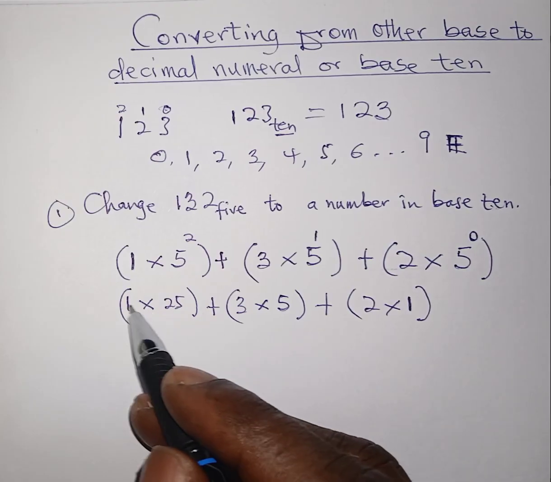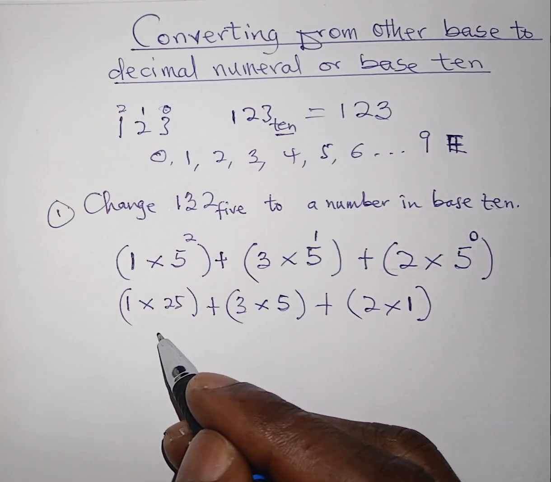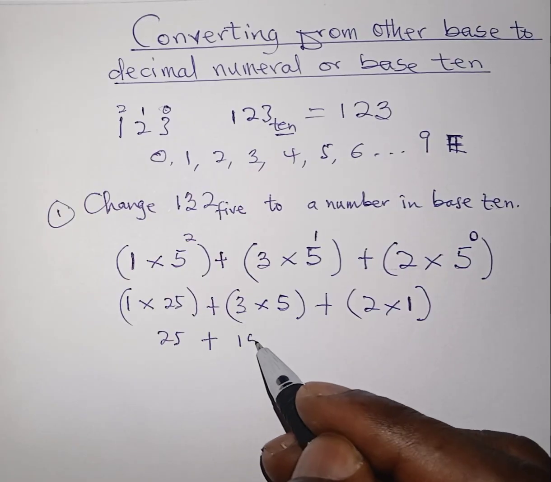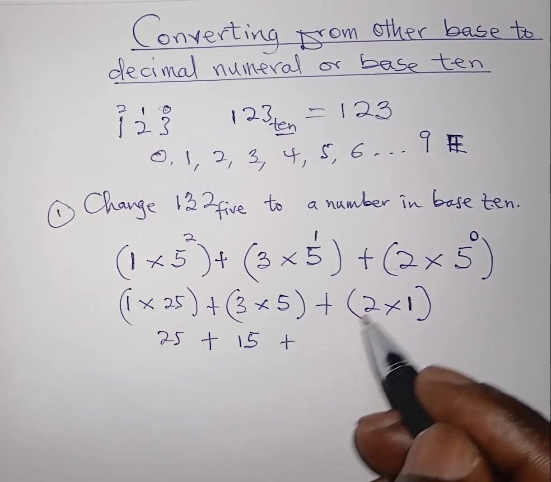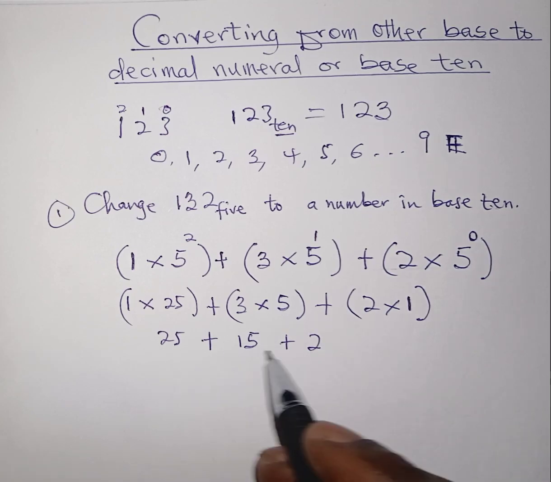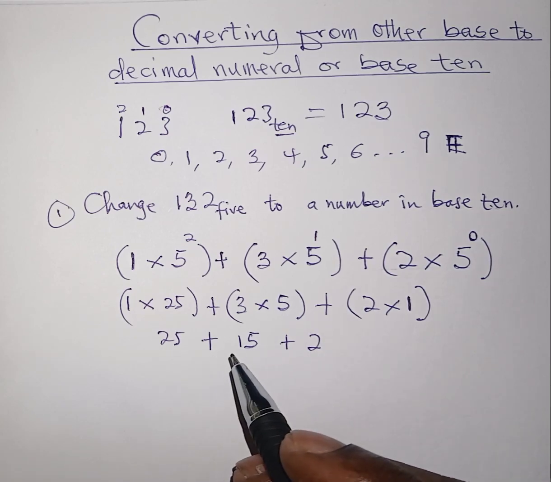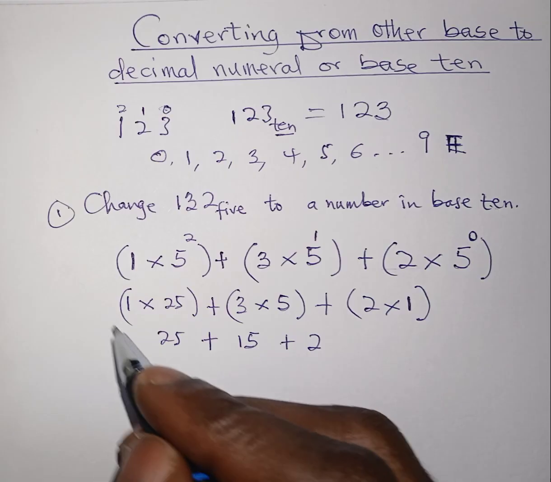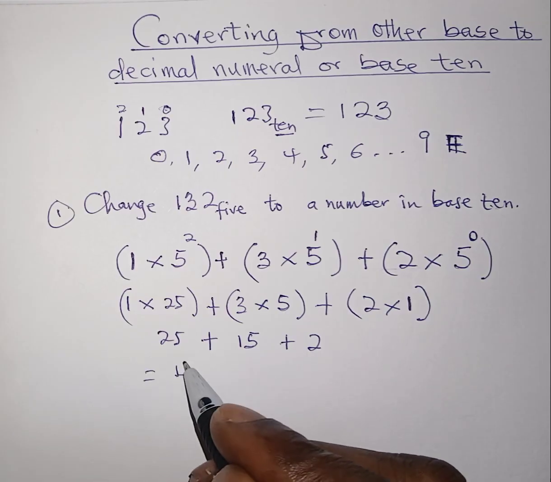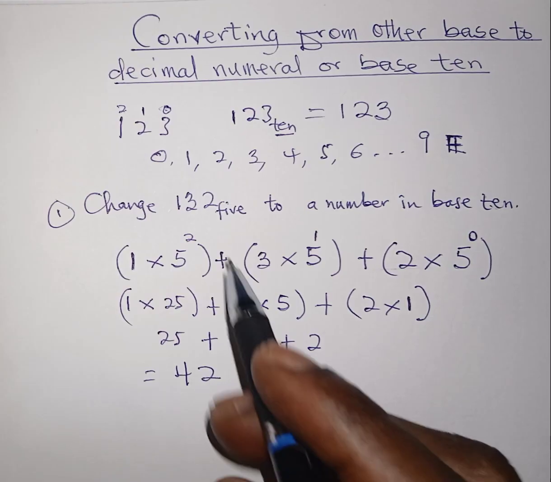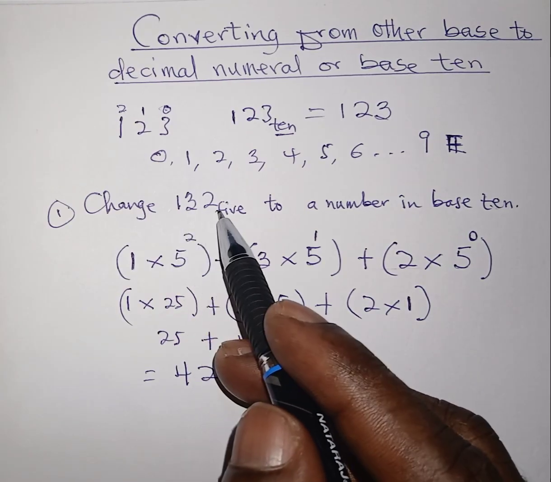Then we multiply: this by that gives me 25. This by that gives me 15, plus this by that gives me 2. Then you add all of them. If you add, what are you going to get? You are going to get 42, and we were asked to change from base 5 to base 10.